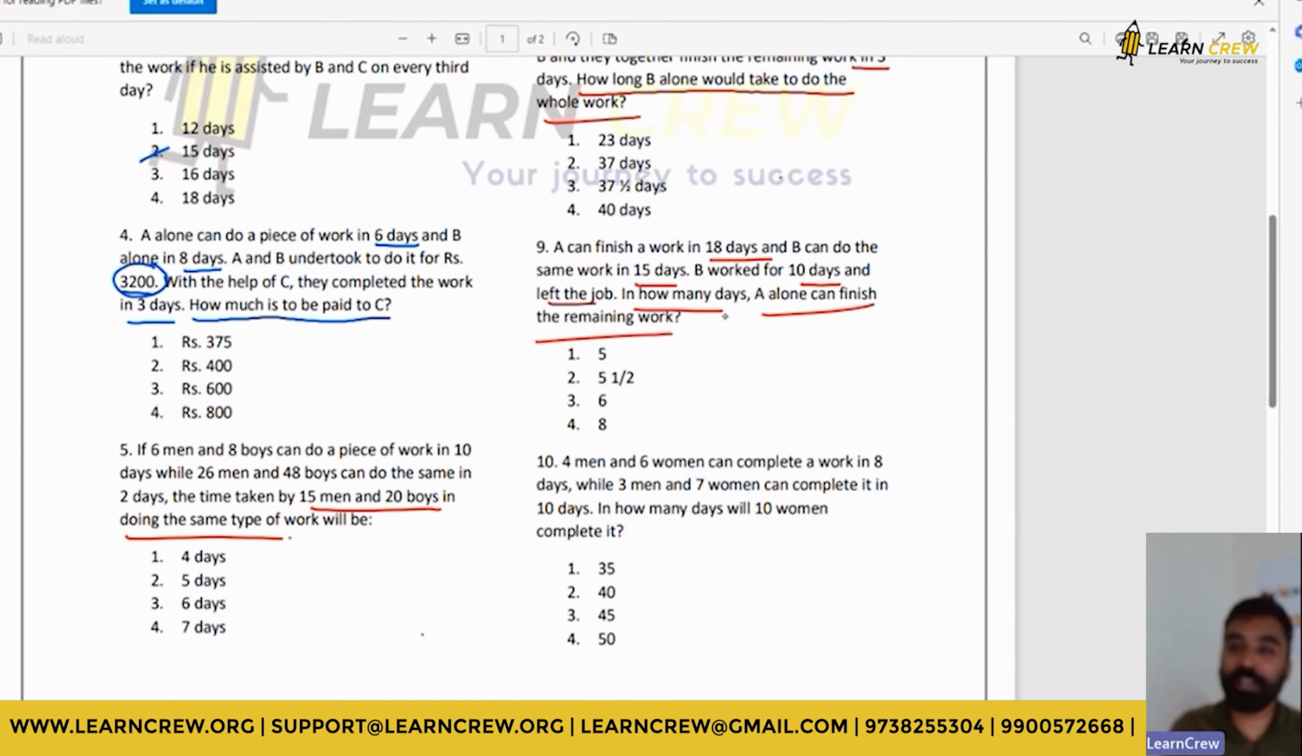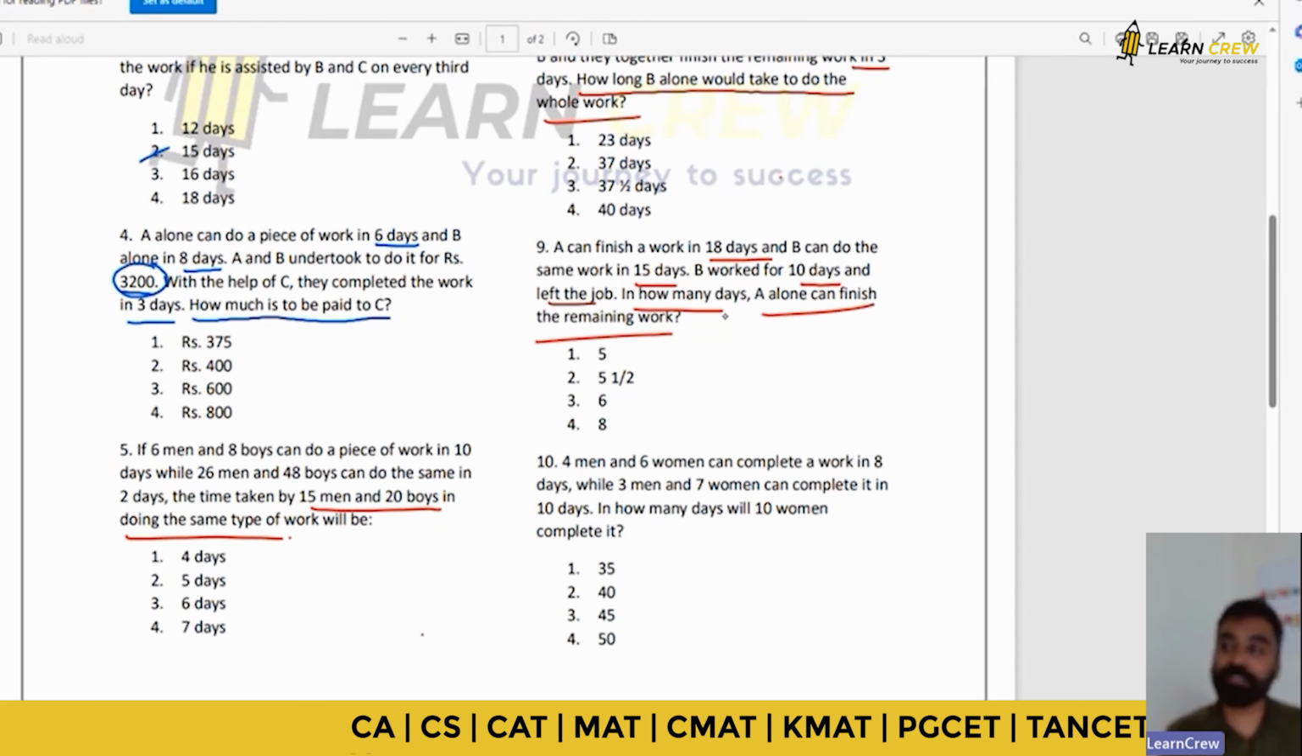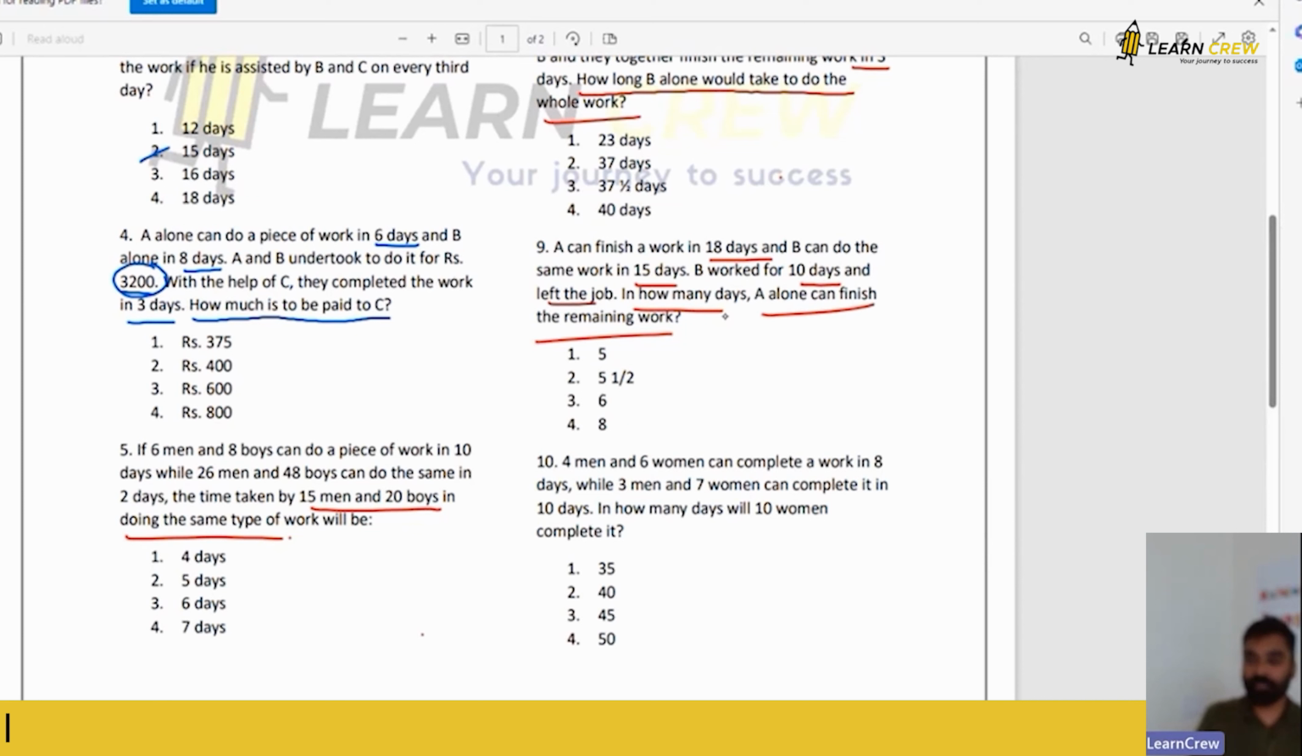Here, first you need to find out the balance work left out by B. Then that balance work you need to multiply by the number of days taken by A. That will give the number of days required by A to complete the remaining work. Or you can take it this way, using the number of days only B has taken to complete the work. However you want to do it, do it.